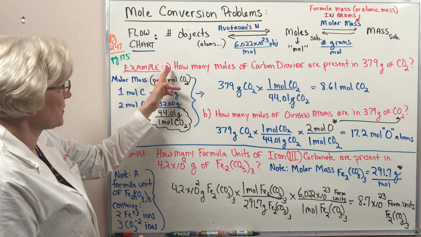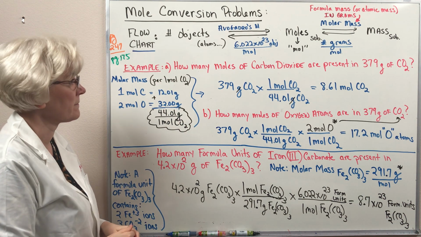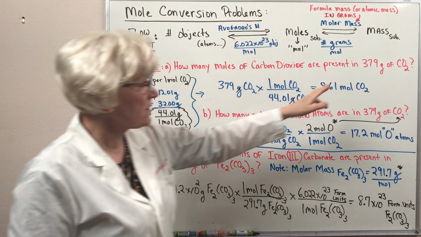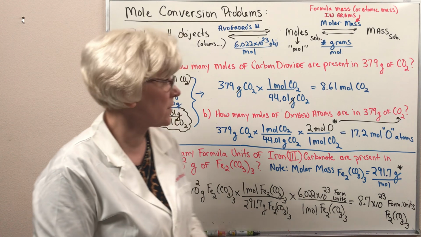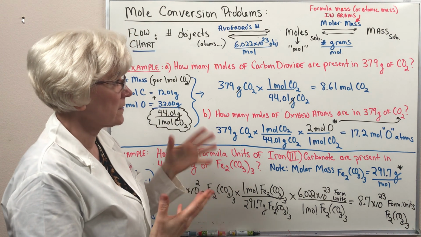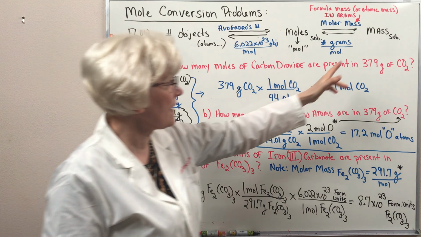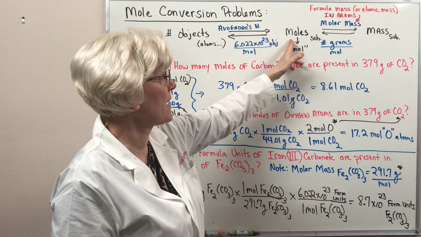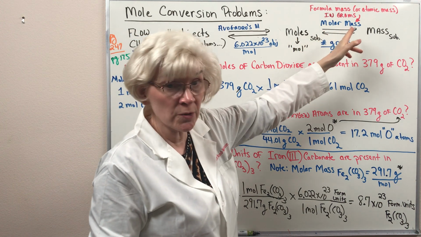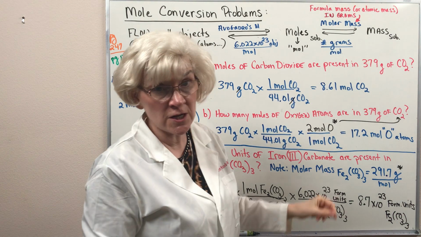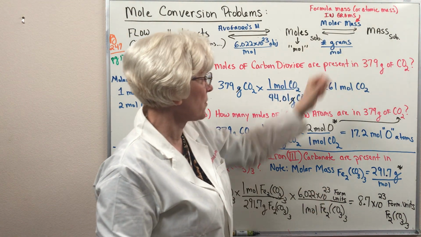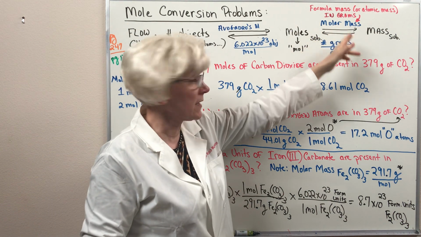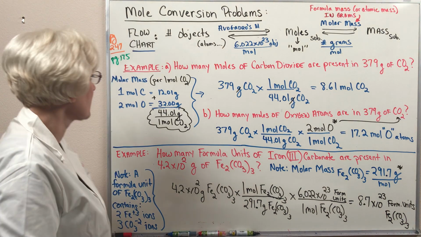So here's our first example, and I have two parts included with it. How many moles of carbon dioxide are present in 379 grams of carbon dioxide? Looking at this problem, I have given you a mass of carbon dioxide. I'm asking you to calculate moles of carbon dioxide present, and you need the molar mass to use as a conversion factor. Units, grams per mole. So before we go any further in the problem, we better calculate the molar mass of carbon dioxide.